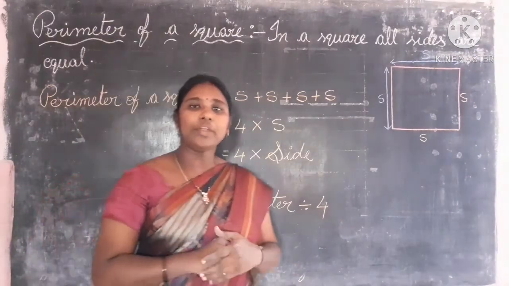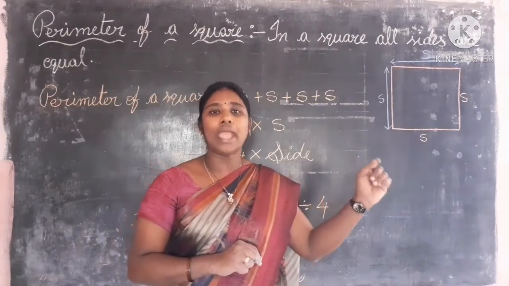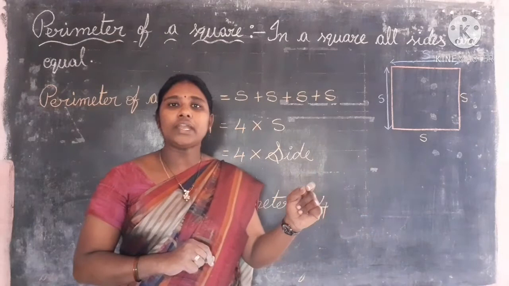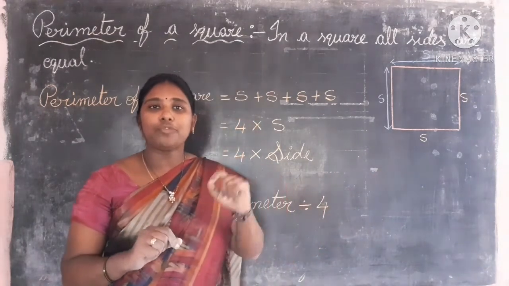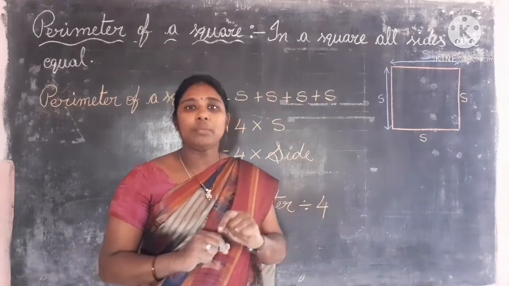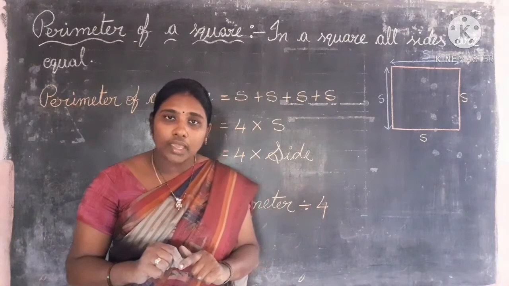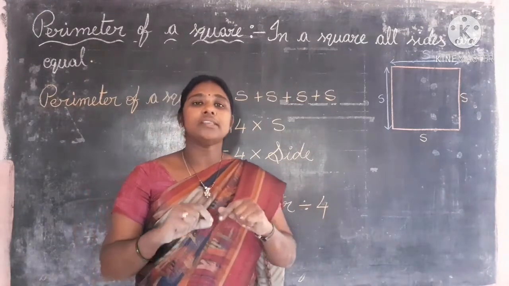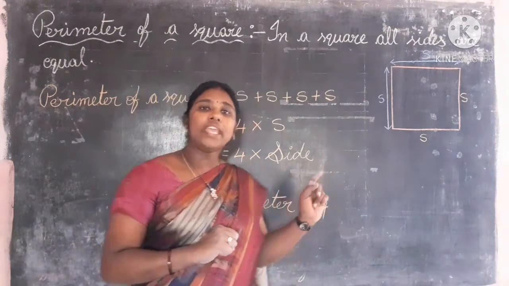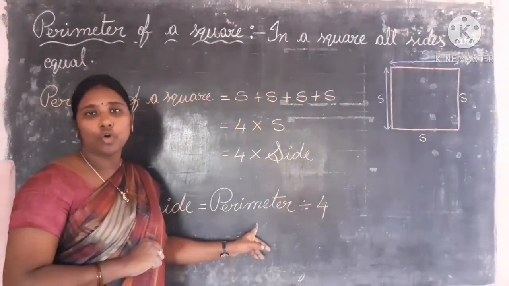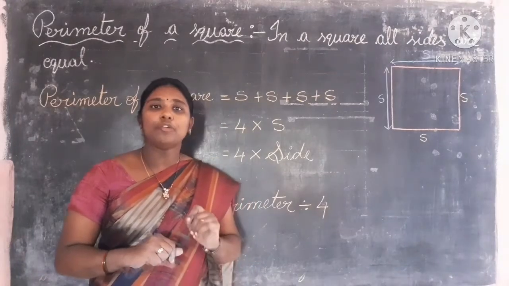So what is the perimeter of a rectangle? Perimeter of a rectangle is equal to 2 into (L plus B). Perimeter of a square is 4 into side. If they give the perimeter of a square and we have to find the side of the square, then what is the formula? Perimeter divided by 4.